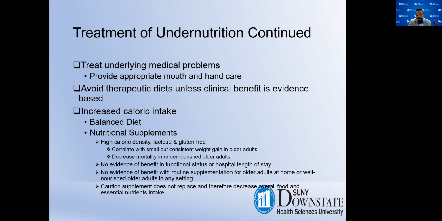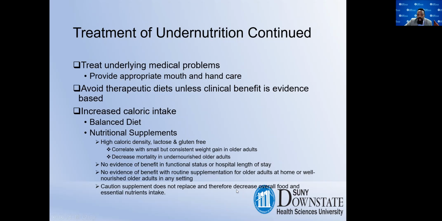There's evidence to show that it correlates with a small but consistent weight gain in older adults. And there's also evidence to show that nutritional supplements decrease mortality in undernourished older adults. Okay, but we should be careful with nutritional supplements. The nutritional supplement should not be a substitute for the meals, with adequate essential vitamins and minerals. So caution: a supplement should not replace, and therefore decrease, overall food and essential nutrient intake.